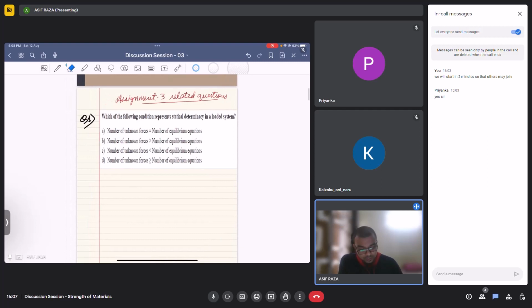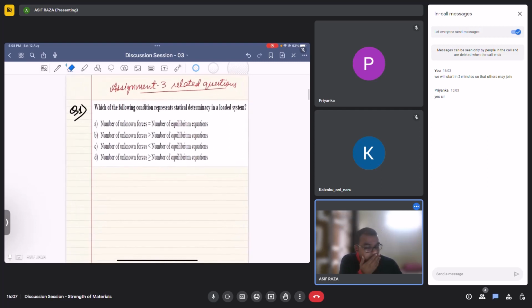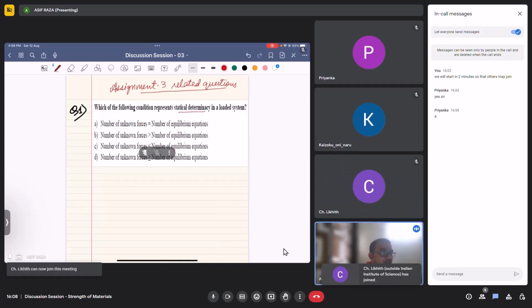So the first question for today's session is about static determinacy. Which of the following conditions represents statical determinacy in a loaded system? The options are: when the number of unknown forces is equal to the number of equilibrium equations; second, when the number of unknown forces is greater than the number of equilibrium equations; third, the number of unknown forces is less than the number of equilibrium equations; and the fourth is the number of unknown forces is greater than or equal to the number of equilibrium equations.